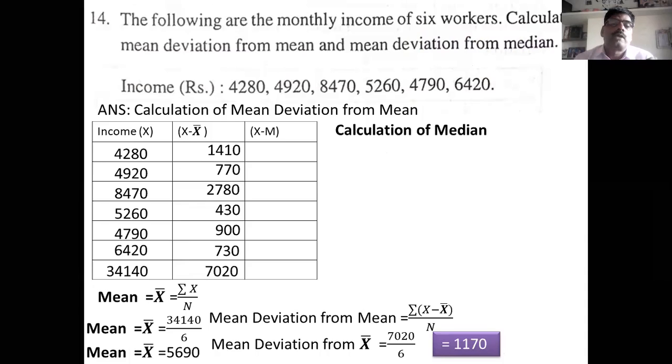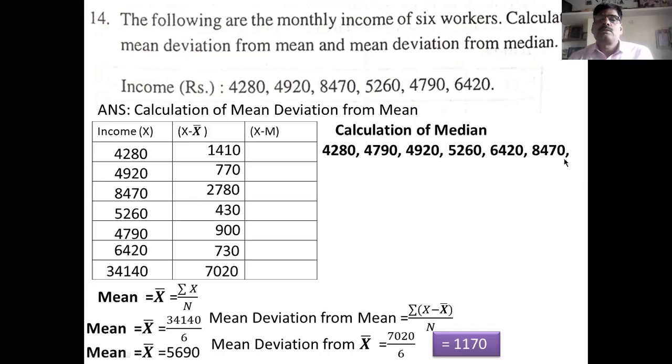So, calculation of median. First of all, you arrange these values in ascending order. Smallest value first, largest value last. In this way, you arrange. Now you see the values. How many values are there? 1, 2, 3, 4, 5, 6. 6 values are there, which means an even number of values.